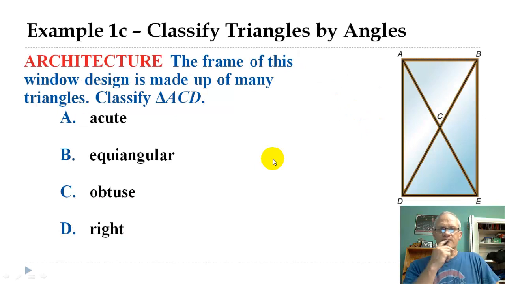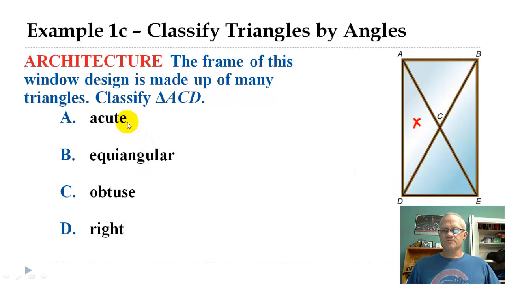Oh, fun. Okay, multiple choice. All right, well, let's take a look at this. It says the frame of this window design is made up of many triangles. So there's a lot of different triangles in here. Classify ACD. Okay, so this is triangle ACD. So ACD is this one right here. So from A to C to D. Okay, so that's the triangle that we're talking about right in here. So this is the one. I'll put a little X in there. All right, that's the triangle that we're talking about there.